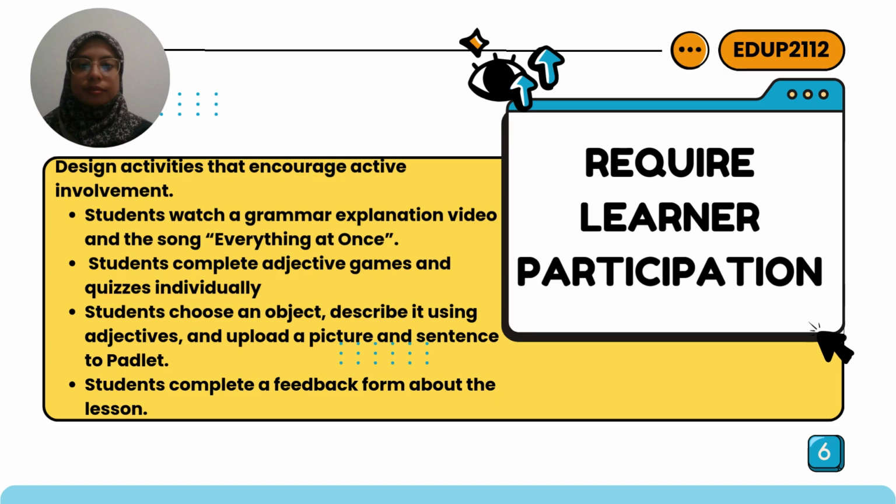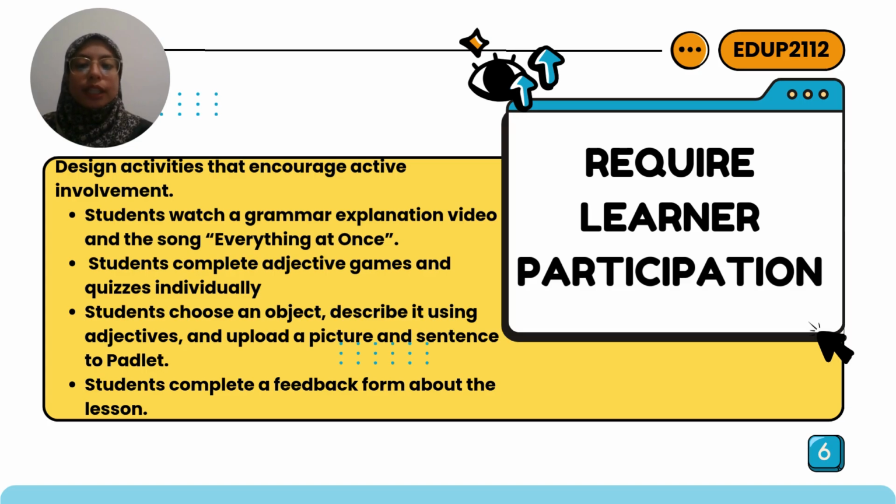The letter R in the Assure model refers to require learners' participation. Teachers need to design activities that encourage active involvement of the learners. For instance, in my lesson plan, students watch a grammar explanation video and the song Everything at Once by Lenka. So in these activities, it encourages active listening and also critical thinking. The second activity, students complete adjective games and quizzes individually, which boosts engagement, motivation, and also reinforcement through gamification learning.